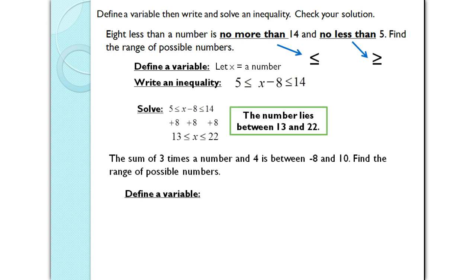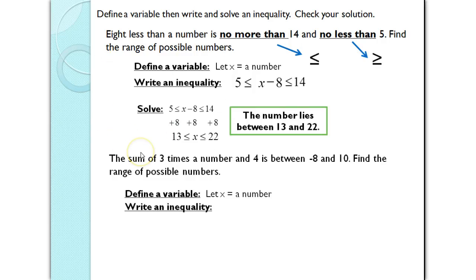The sum of 3 times a number and 4 is between -8 and 10. Find the range of possible numbers. So once again, the first thing we want to do is define a variable. We're looking for a possible number. I'm going to let x equal a number. Next is write an inequality.